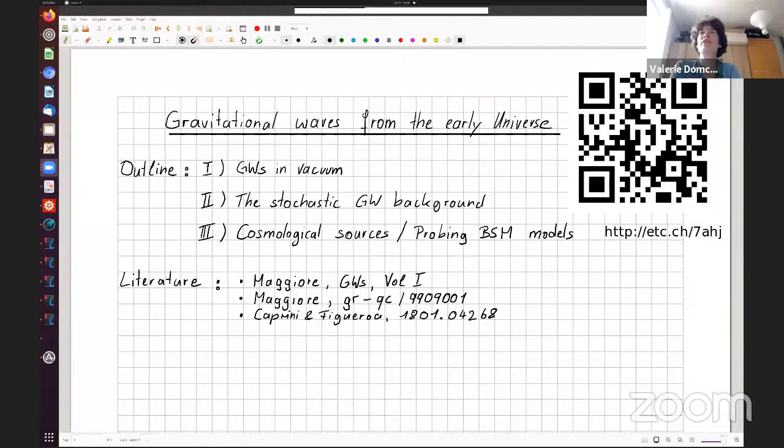Some of you have already figured out what the QR code is for. I invite you to either scan the QR code or just enter the address of this link here. This is to have a little bit of interaction during the lecture. The first question that you'll find when you click this link is about how much you already know about gravitational waves, which will help me to judge the correct level for the lectures.